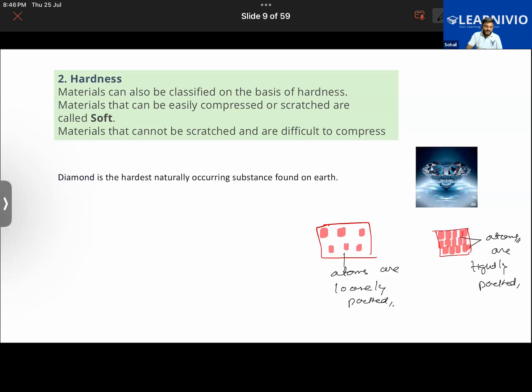So materials can be classified on the basis of hardness. Either they would be hard or they would be soft, right? Furthermore, in nature, diamond is the hardest naturally occurring substance that is found on Earth. So it is the natural substance. But there are some objects that are even harder than diamond.